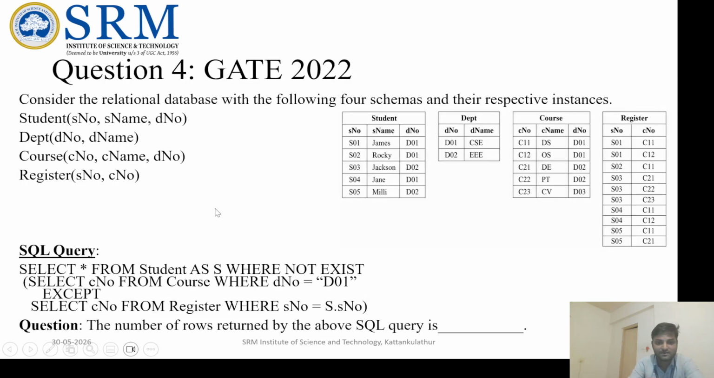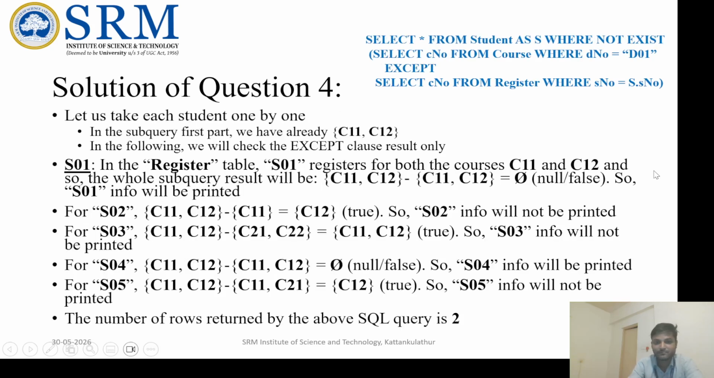Now we have to check the inner second part of the inner query. So S02 is first. I will check this table, the S0 register table. S02 is not there, only for C11. So the set will be like this, and the resultant will be C12 true. So S02 info will not be printed, because at least one result was returned, which means it is a true value, and NOT EXISTS is applied, so it becomes false, and S02 information will not be printed.